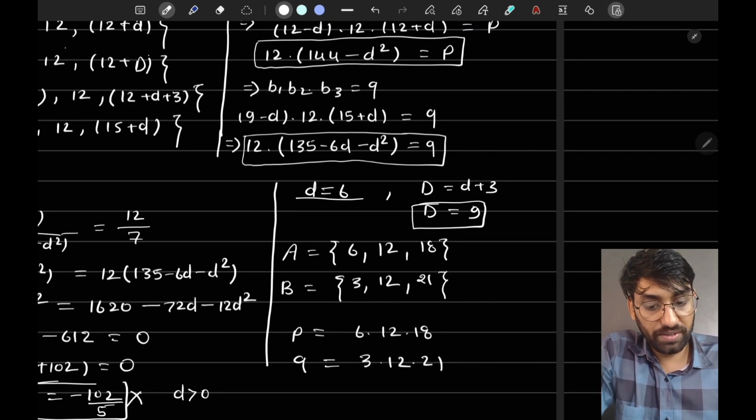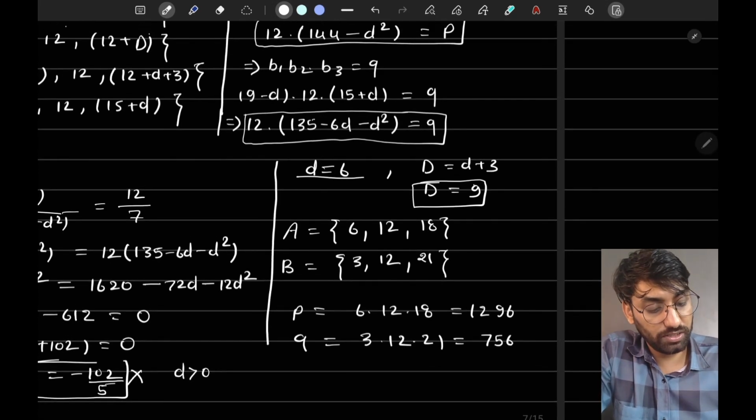Right? So the P value will become 1296, and Q is nothing but 756. Correct? So P minus Q will be what?